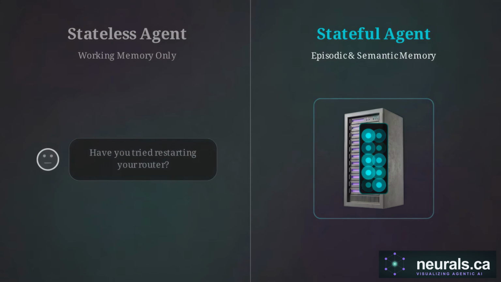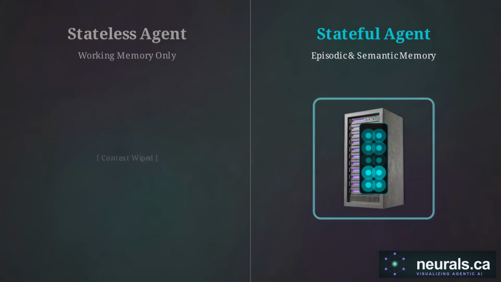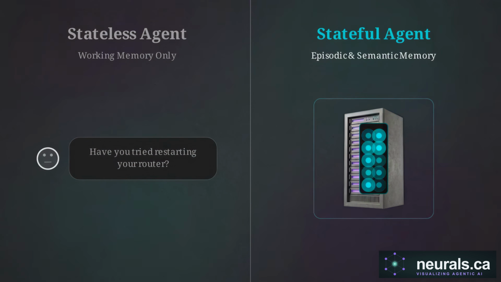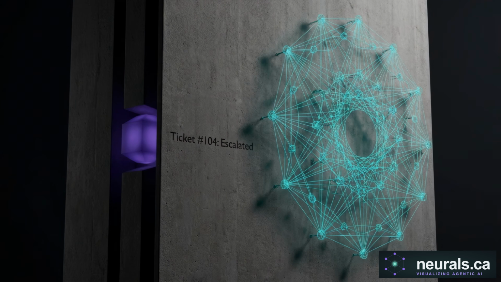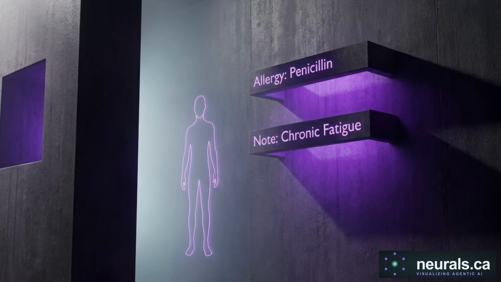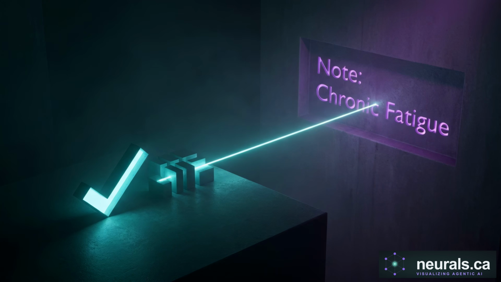In IT support, an amnesiac agent will repeatedly ask a user if they have tried restarting their router. A stateful agent retrieves the user's previous escalations and custom enterprise architecture plans, moving straight to advanced diagnostics. In healthcare, a personalized assistant retrieves a patient's historical records regarding dietary restrictions and previous fatigue interventions, ensuring that current medical advice aligns with past treatment outcomes.